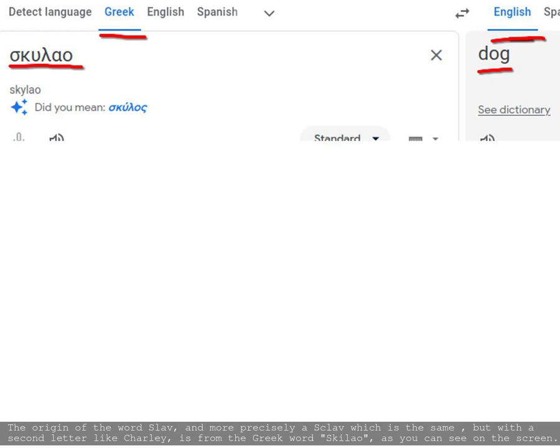The origin of the word Slav, and more precisely Sclav, which is the same but with a second letter C like Charlie, is from the Greek word skilevo, as you can see on the screen, which means a dog, as you can see on the Google Translate screen. And now it will be proven that, and why it is.